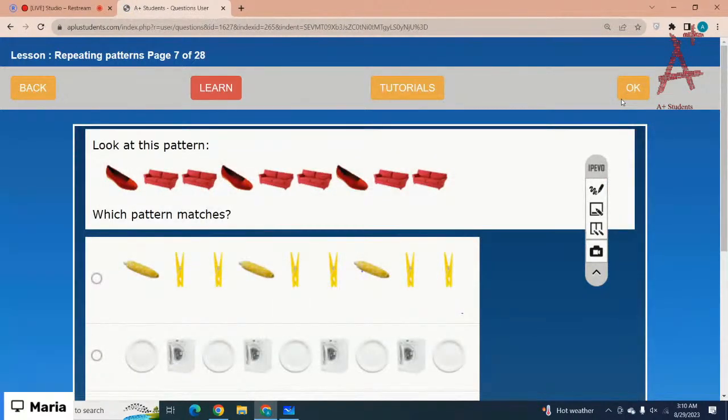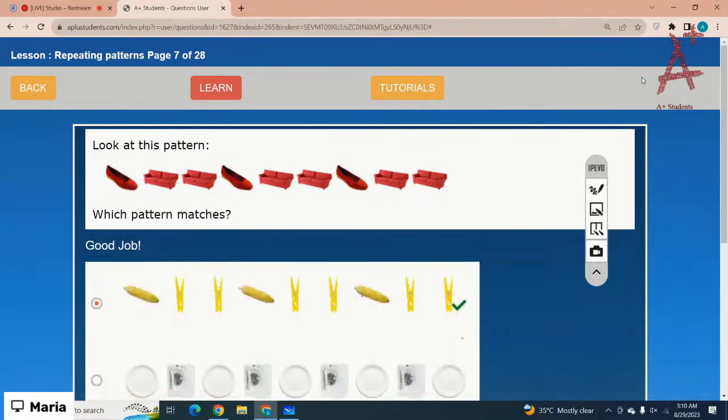Look at this pattern, which pattern matches? So which is the correct option? Option number one is the correct option, right? These two patterns match with each other. You have a shoe, then two sofas, then a shoe, then a sofa. Like you have two items. The pattern is 1 and 2. So option number 1 is the correct option.